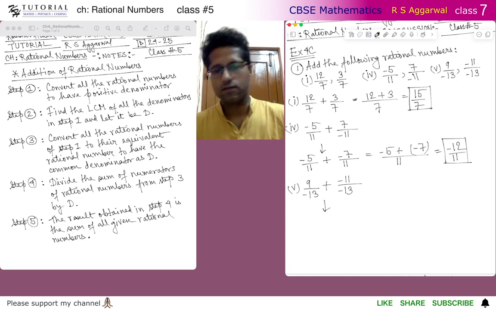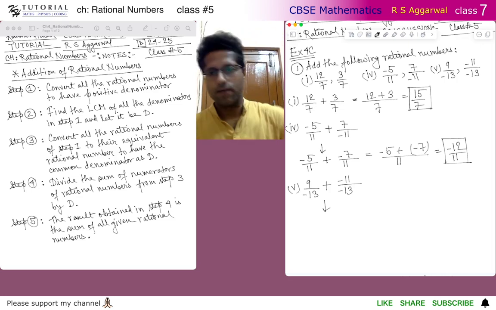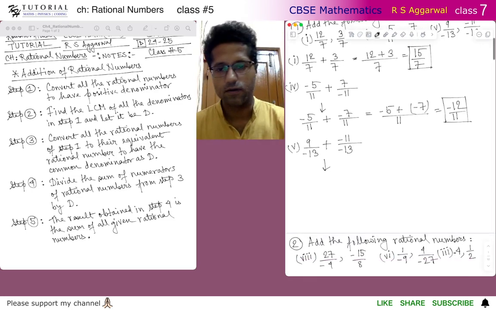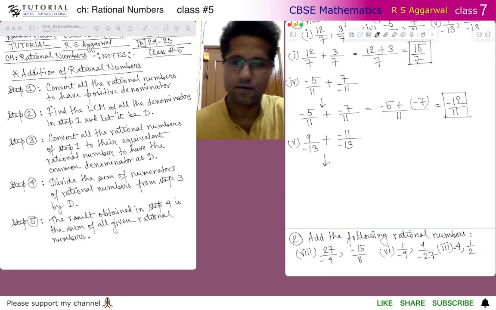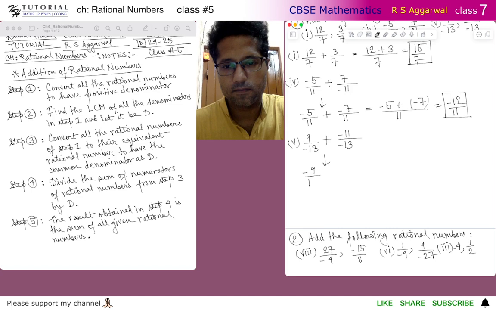First we see that both the denominators are the same, but they are negative. First we have to convert all the denominators of the given rational numbers to positive, and it becomes minus 9 by 13 plus 11 by 13.